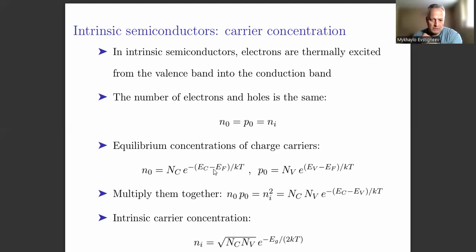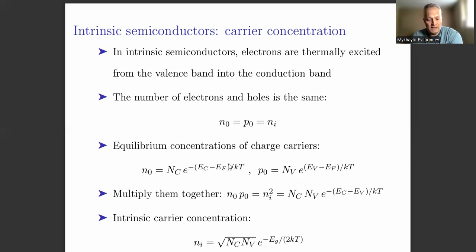For holes, similar formula, but instead of the conduction band effective density of states, you use the valence band counterpart. And instead of the probability for a state to be occupied, you use the probability for a state to be empty. That is, no electron in this state. In other words, the state is occupied by a hole. A hole is like not having an electron in a particular state, meaning having it filled with a hole.